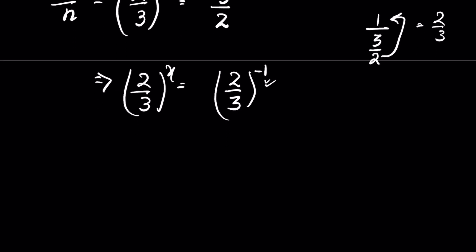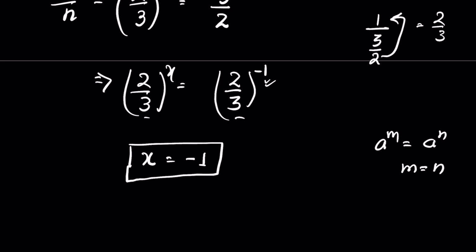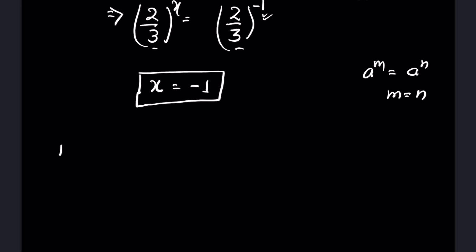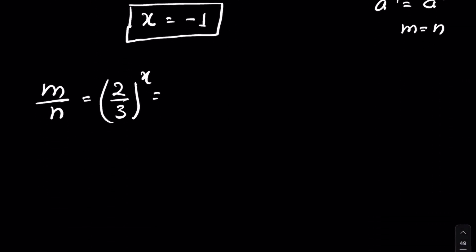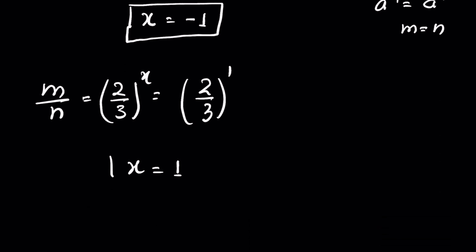So x is equal to minus 1, because when a to the power m is equal to a to the power n, here the bases are same, in that case m is equal to n. So the first scenario is x is equal to minus 1. When 2 upon 3 whole to the power x is equal to 2 upon 3, then x is equal to 1. So these are the two values: x is equal to minus 1 or x is equal to 1.